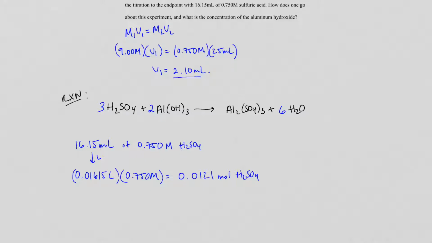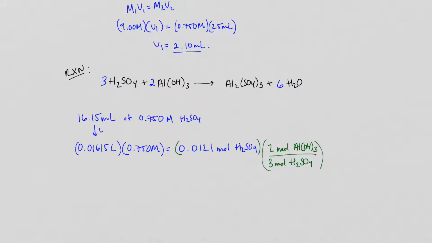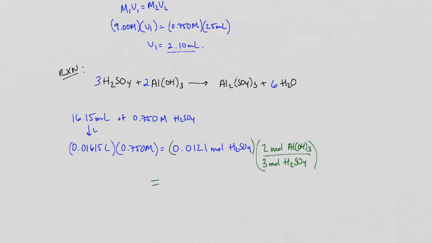And then we're going to use our balanced reaction stoichiometry to convert that to moles of aluminum hydroxide. So we have 3 moles of H2SO4 to 2 moles of AlOH3. I did that in a different color just so you guys could see what I was doing, but that gives me 0.008 moles of AlOH3.